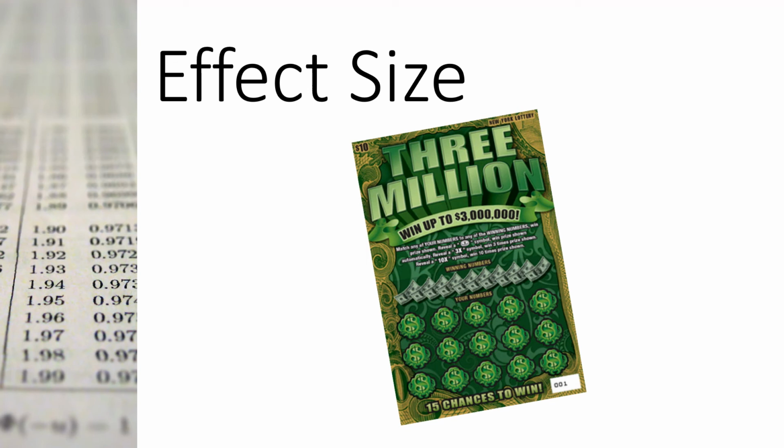If we had the special symbol and won 10 free tickets, that might be a little higher effect size. At least we won something that's worth more than the money we spent. But what we're really hoping for is the special symbol and a large cash prize. That's like having a high effect size.